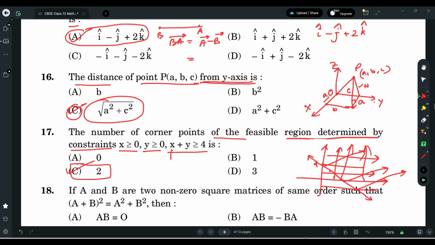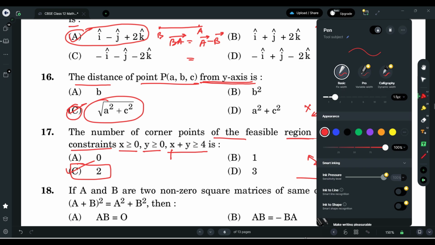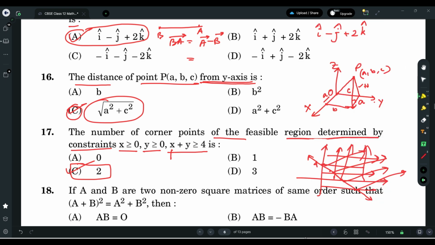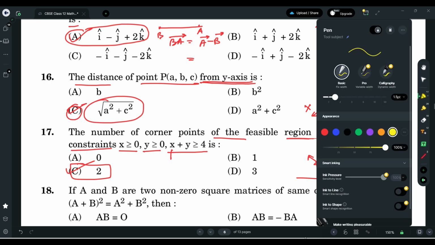This is the feasible region, and the corner points are these. This is one corner point. Let us draw it in a different color. This is one corner point and this is another corner point. Okay, there are no other corner points. Okay, so next, problem 18.